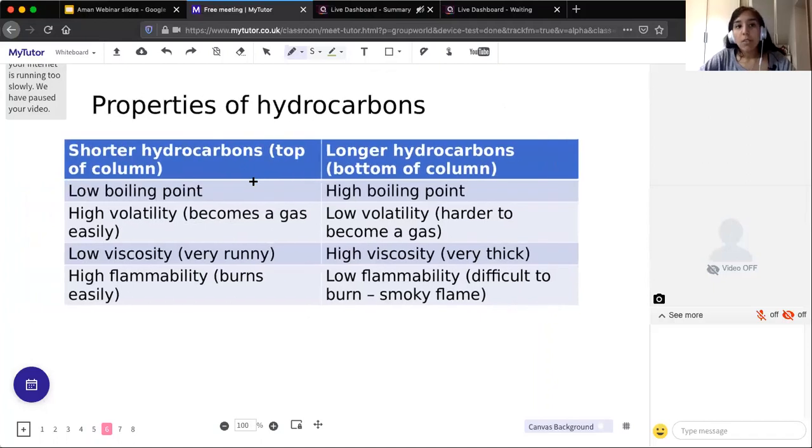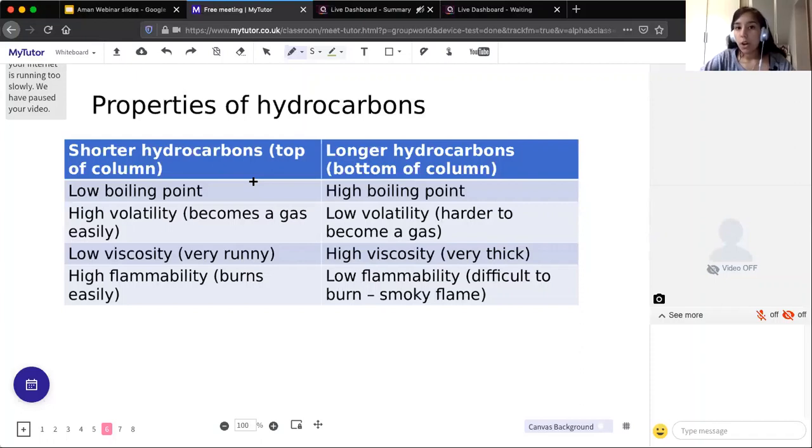So this is a really key slide where we're looking at the properties of hydrocarbons. We're going to take our time and go over these carefully and make sure everyone understands, because there's some difficult words on here as well that you're expected to know. I've already mentioned that the shorter hydrocarbons tend to leave at the top of the column. That's because they have a lower boiling point. Remember, the top of the column is coldest, and so if they have a low boiling point, they will leave there. They can rise up until they reach their boiling point, which will be at the top.